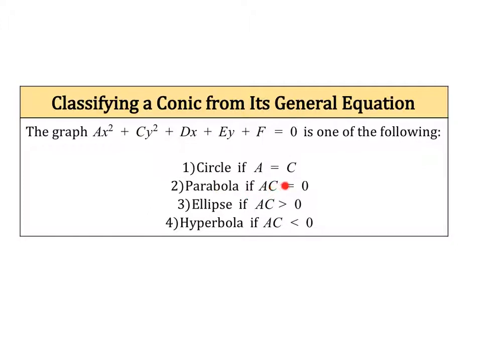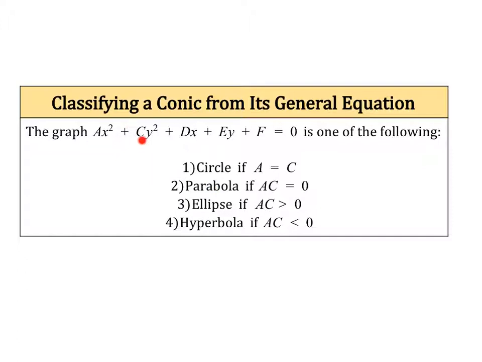If A times C equals 0, you can expect to have a parabola. What's happening there is that either x squared or y squared has a coefficient of 0. One of them does, which means that you'll just have x squared or y squared, which makes a parabola.